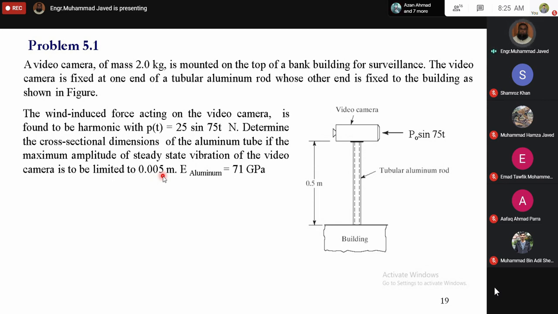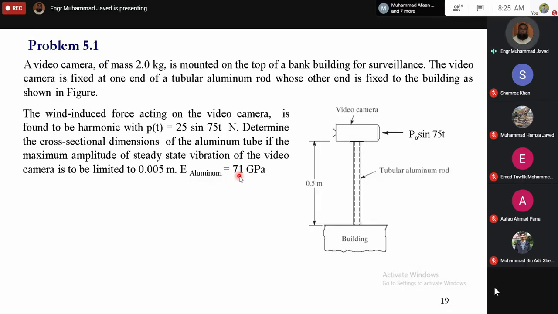Now, for this condition, it is required to find the cross-sectional dimensions of this hollow aluminum rod. The E for aluminum is 71 Pascal.